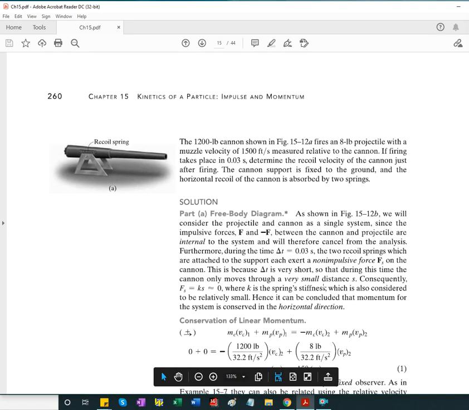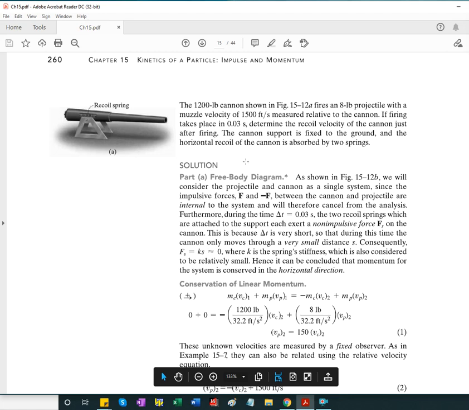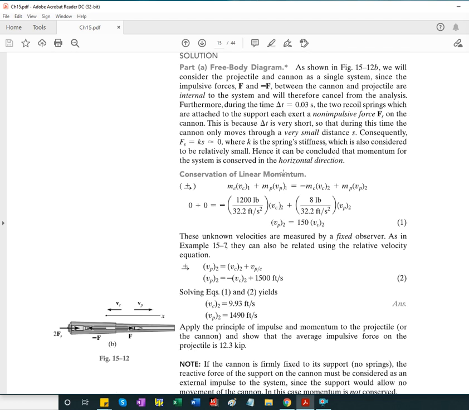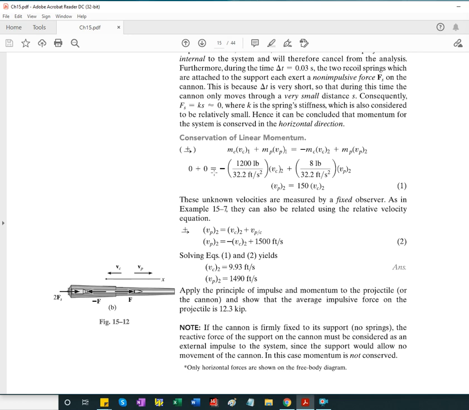Okay, and same with this cannon problem. So we have the muzzle velocity, but the cannon is recoil type. So by the time the projectile exits the barrel, it has this velocity relative to the barrel, which is in motion backwards. So linear momentum conservation, initially projectile and cannon are at rest.